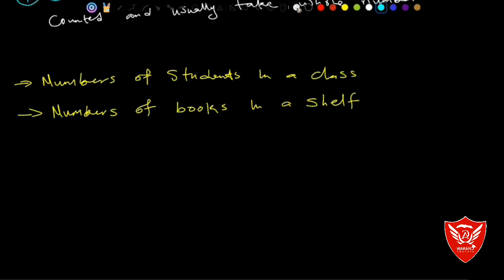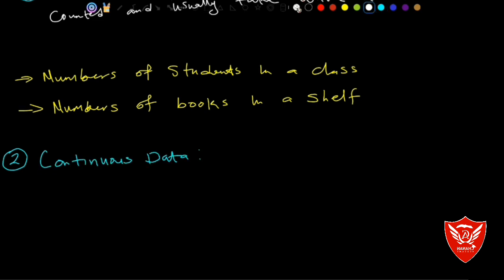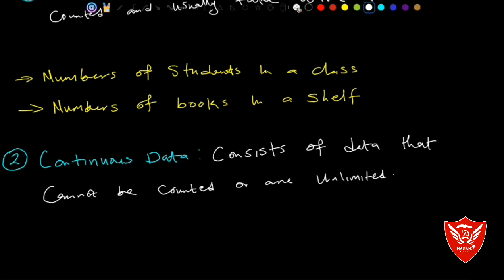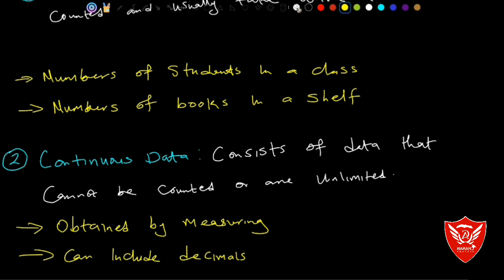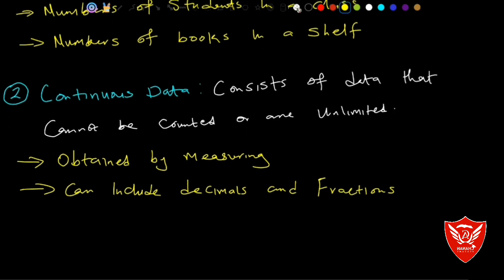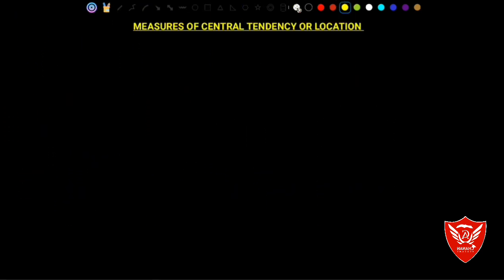All right, so the second classification of data is the continuous data. The continuous data consists of data that cannot be counted or are unlimited. One thing you must also take note of about the continuous data is that they are obtained by measuring, and they can include decimals or fractions. So as such, they are obtained by measuring them. Unlike the discrete data that has whole numbers, the continuous data can have decimals and fractions.